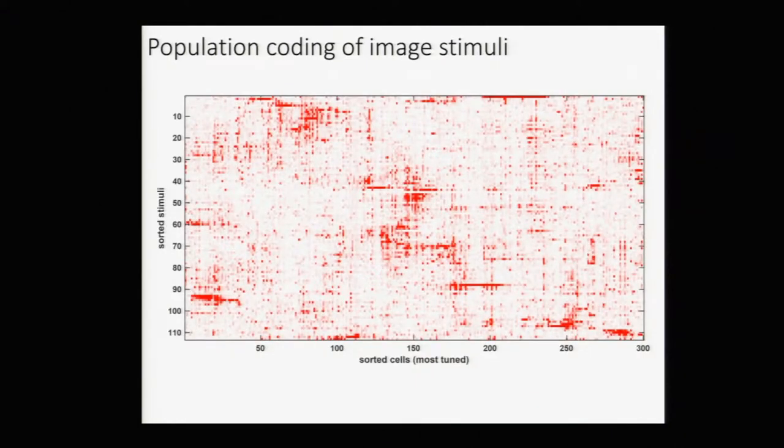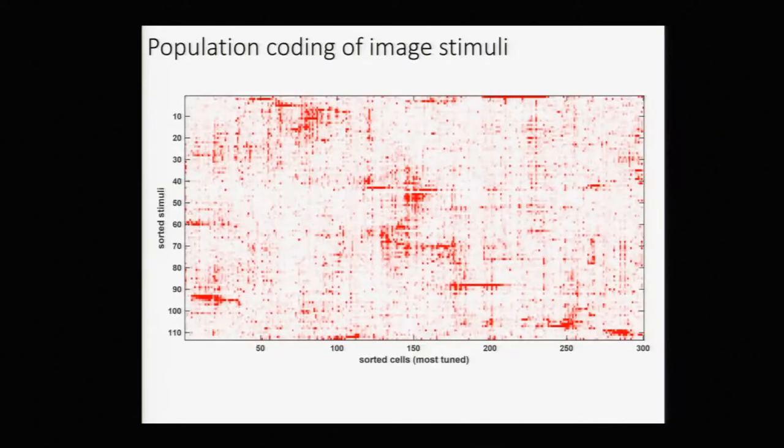This is an example of the population code. Here you see 110 or so stimuli, and here you see 300 of these 10,000 neurons. This is actually repeated stimuli. This is the average response. So the pseudocolor map shows how much this cell responds to this stimulus, and you see exactly what you'd expect from a population code. There are some stimuli that give responses in some populations of cells, others that give responses in others. The code is generally fairly sparse. There's some cells that respond to a lot of stimuli, there's some stimuli that drive a lot of cells, and there's some that don't get much response in either direction.